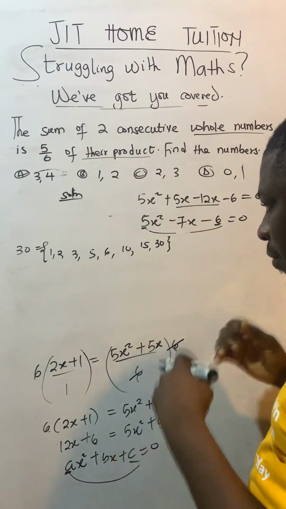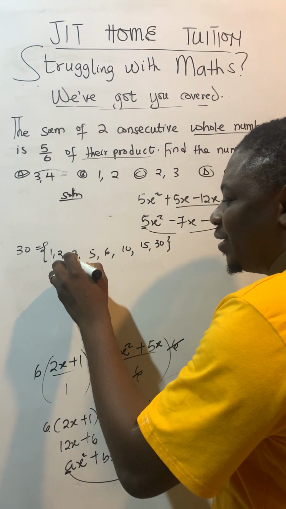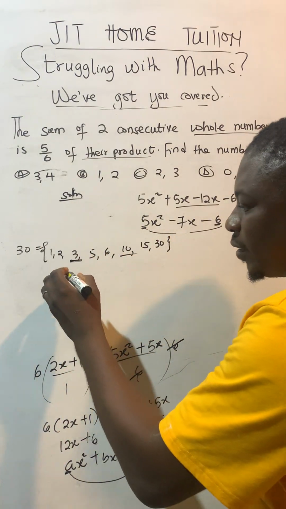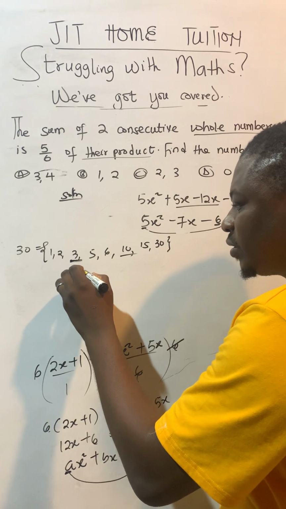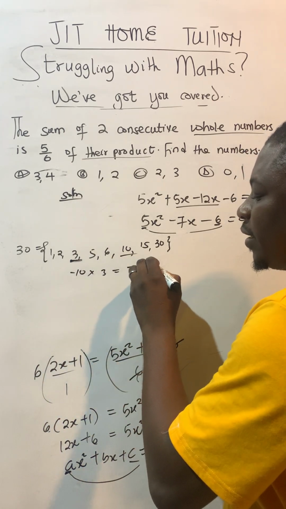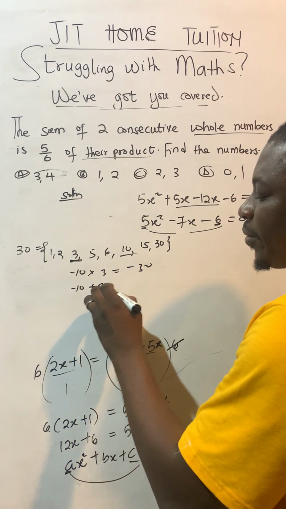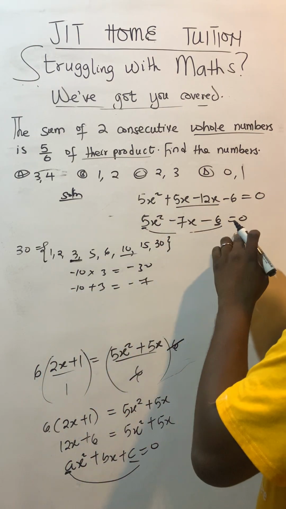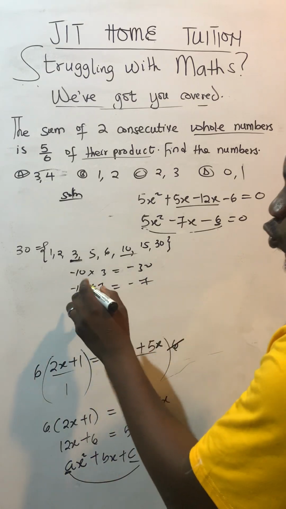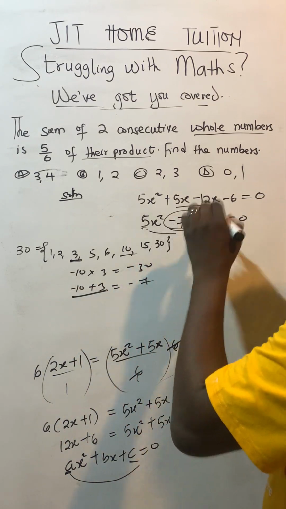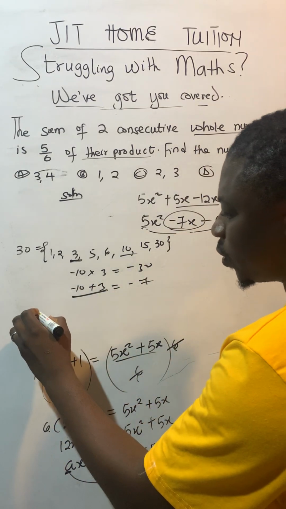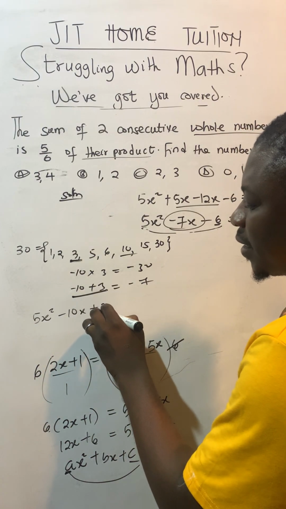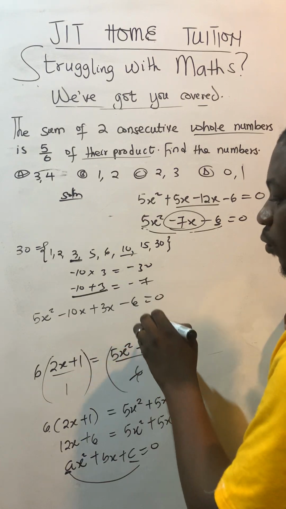So because of time, I'm not going to explain it, but you are going to choose the 3 and the 10. Now, why? Neg 10 times 3 will give you neg 30. Neg 10 plus 3 will give you neg 7, which meets the demand of this one as well as the product of the A and C. So this is what you are going to use to replace the middle term. So you have 5x squared minus 10x plus 3x minus 6 equal to 0.